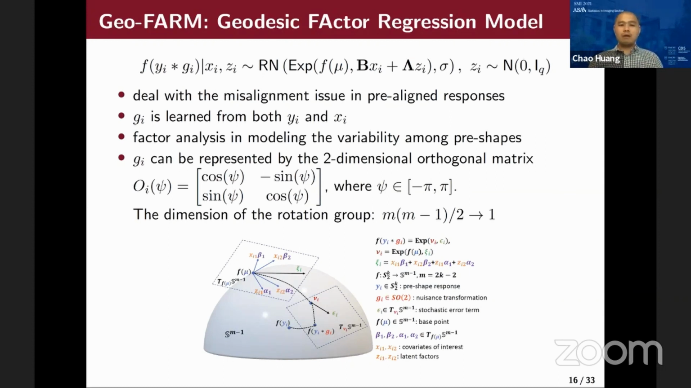Okay, and another advantage is the computational advantage, because when we put this gi, the rotation group action, on the Y, actually the gi can be represented by a two-dimensional orthogonal matrix, which means that we don't need to estimate the high-dimensional rotation group. We only need to estimate the angle within this orthogonal matrix, which is only one-dimensional. So it's very easy to estimate these parameters, the nuisance parameters here.